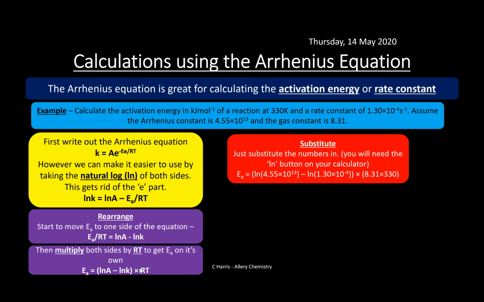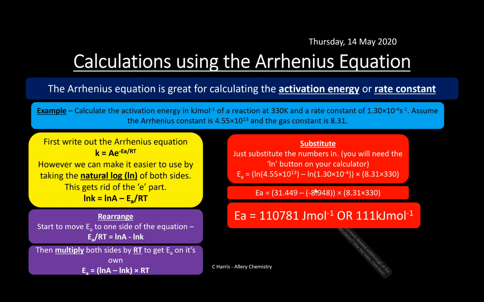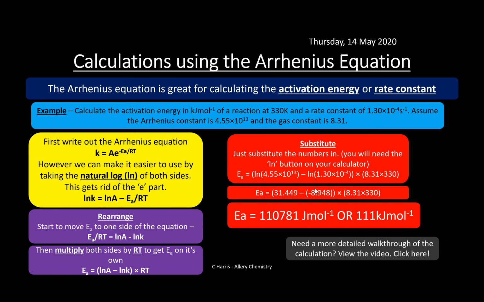We'll obviously need the natural log button, the ln button, on your calculator. Then we just put in the figures. So Ea equals ln 4.55 times 10 to the 13 minus ln 1.3 times 10 to the minus 4, multiplied by 8.31 and 330. So just put all your numbers in, basically. We've taken the natural log of all of these numbers, and that's what we've simplified it down to. And then you should get an activation energy of 110,781 joules per mole, or 111 kilojoules per mole.